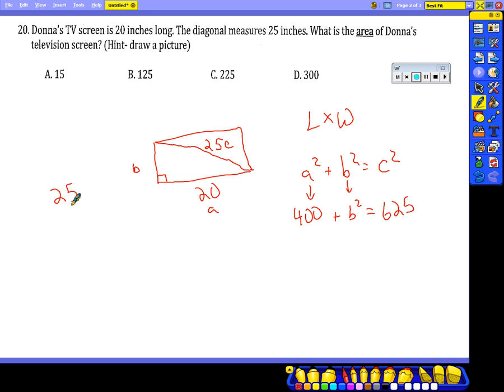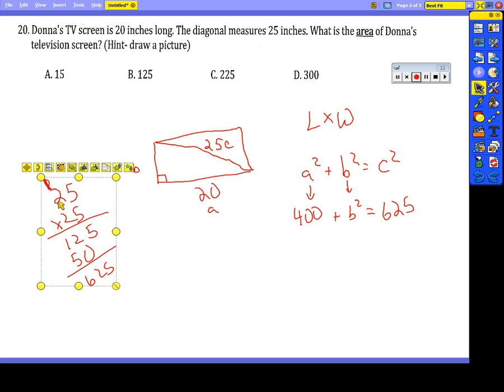Let me double check. 25 times 25, since I'm making a video on it. 5 times 5 is 25. 5 times 2 is 10, 11, 12. 2 times 5 is 10, carry your 1. 2 times 2 is 4, plus 1 is 5. Yeah, there we go, 625. I was right.